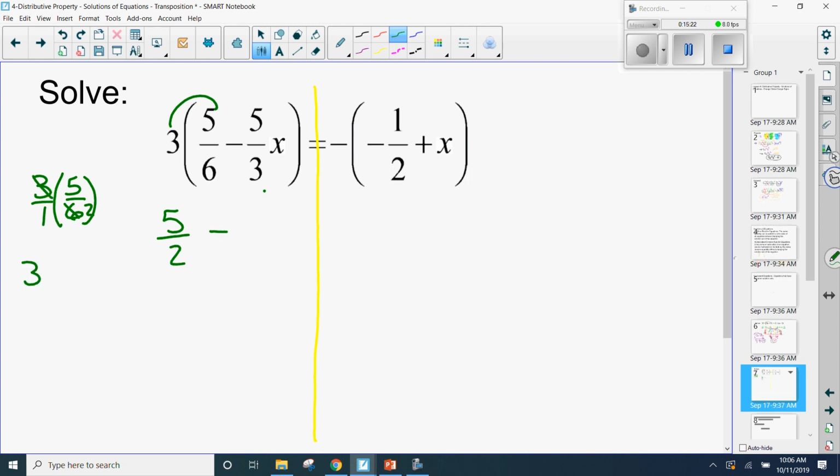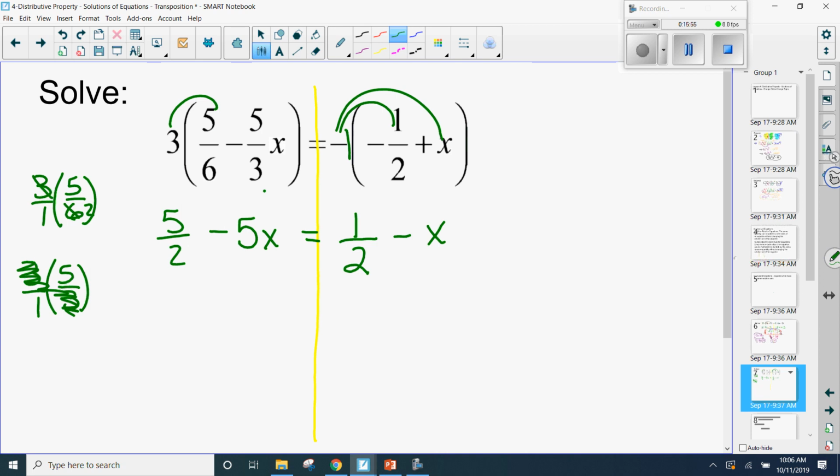I need to take 3 times 5/3x. What do you get when you take 3 times 5/3x? 5 over 1, or just 5x. Is that simplified? I can't group those 2 terms together, can I? I have a constant and I have my variable. All right, I want to distribute -1 through, and you end up with what? 1/2, because a negative times a negative is a positive. -1 times x is -x.